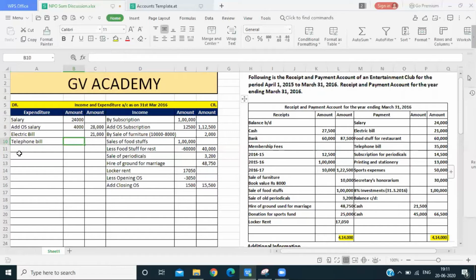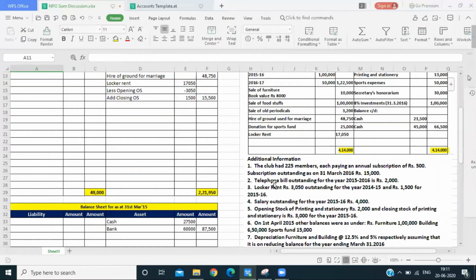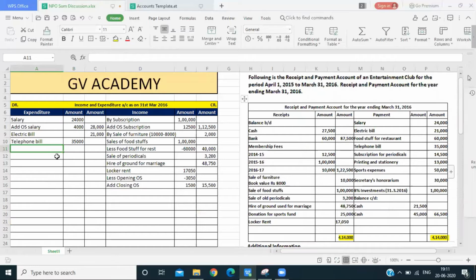So in the current year we have paid an amount of rupees 35,000 for telephone bill, and also there is an adjustment relating to the telephone bill. There is a current year outstanding of rupees 2,000 which we have to pay, so we need to add the current year outstanding. So in total, our current year expense on telephone bill will be 37,000.